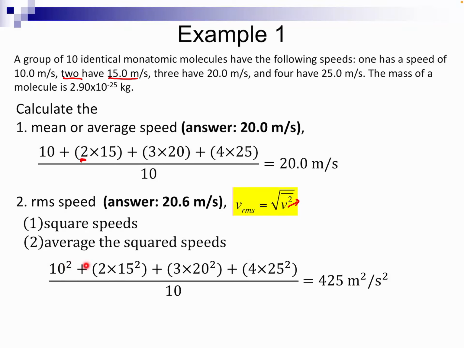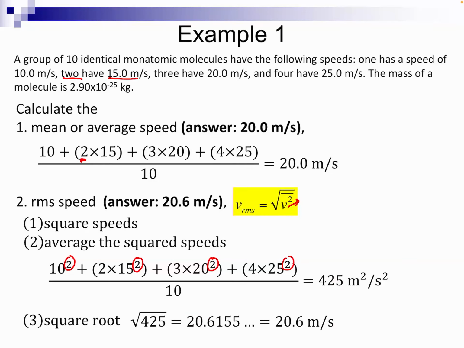You add up all the speeds, divide by the number of molecules, except this time you're getting the average of the speeds squared. So don't forget to square each of the speeds before getting the average. Then once you've obtained the average of the squared speeds, you get the square root, so the square root of 425, which is 20.6.